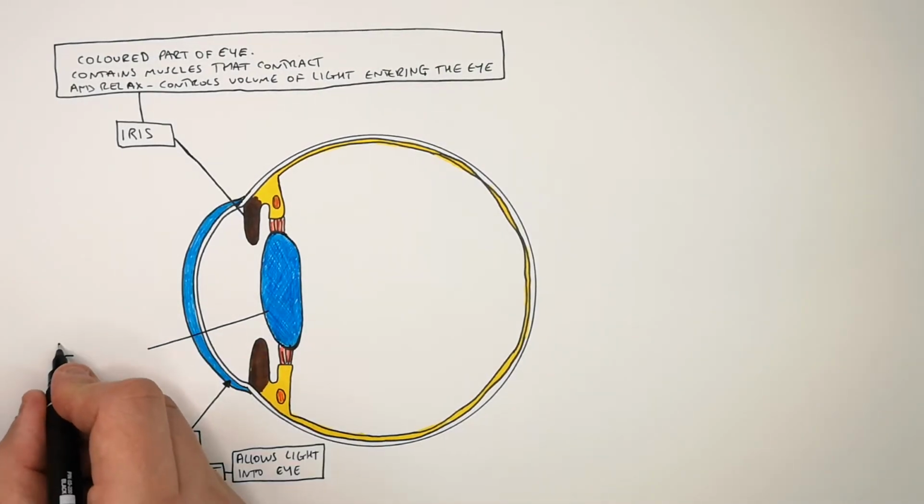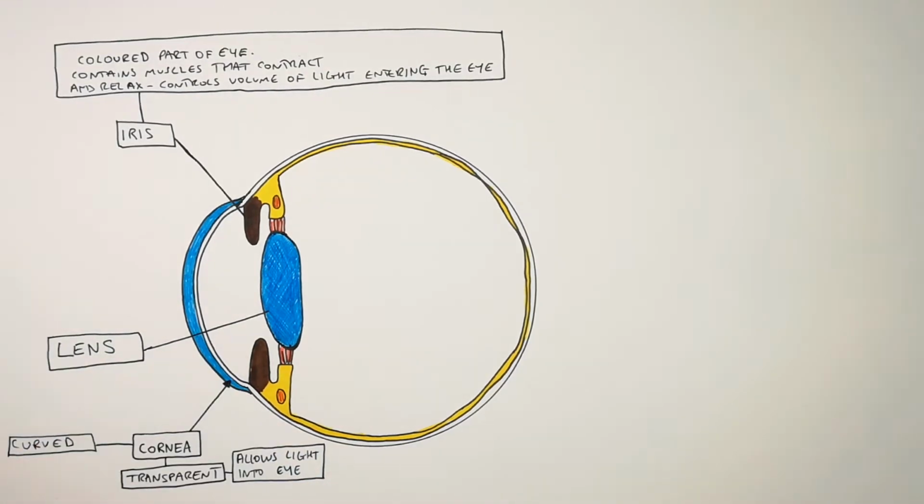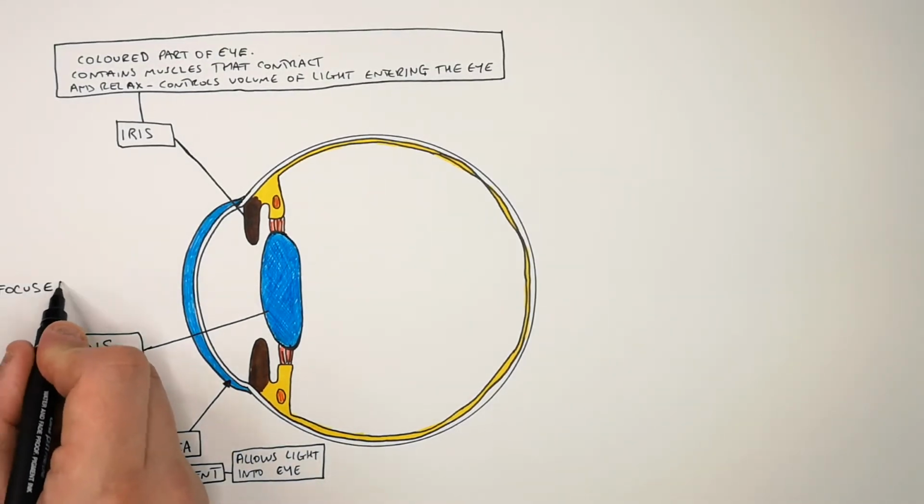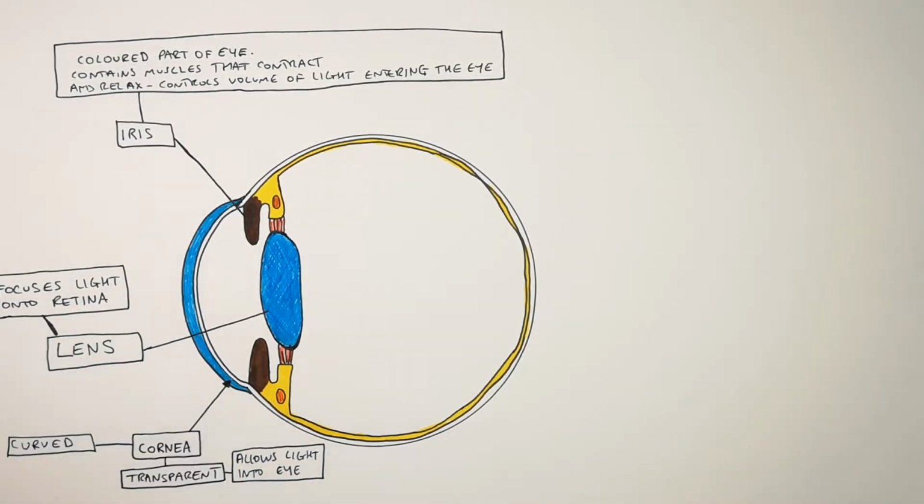This part of the eye is called the lens. This is the lens, and the lens is able to change shape, so therefore it will focus light onto the retina.